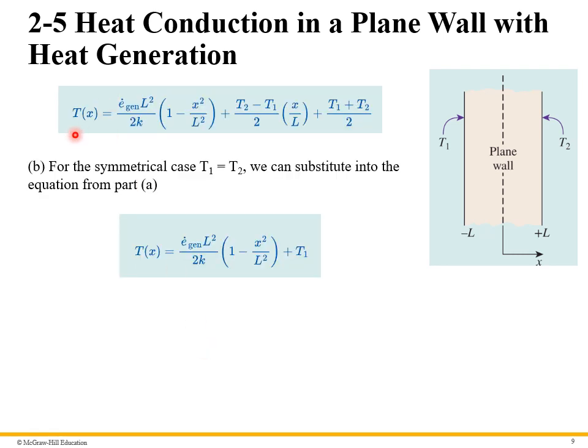For part B, we want to find the temperature when T1 equals T2. If T1 equals T2, then this cancels, and it becomes 2 times T1 over 2, so the 2's cancel. You're just left with T1, and you have this first term here. Okay, that's the end of this lecture for Chapter 2.